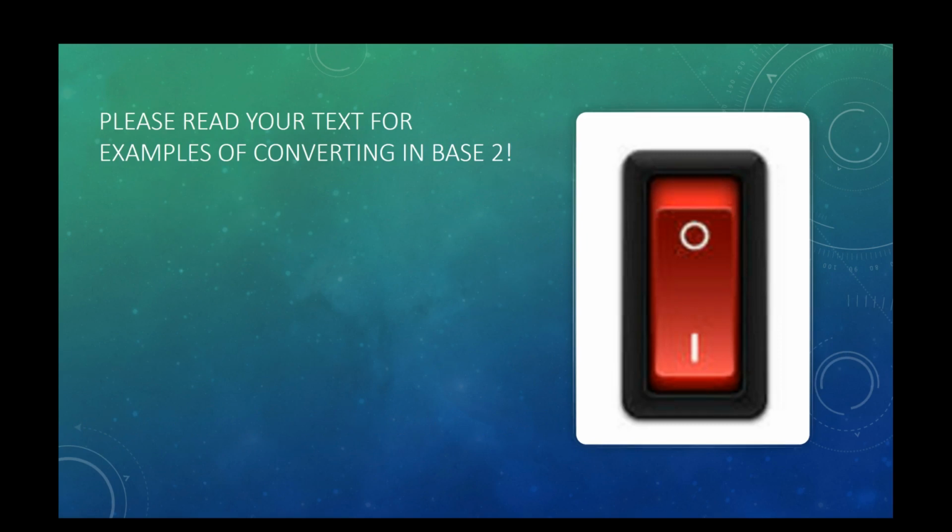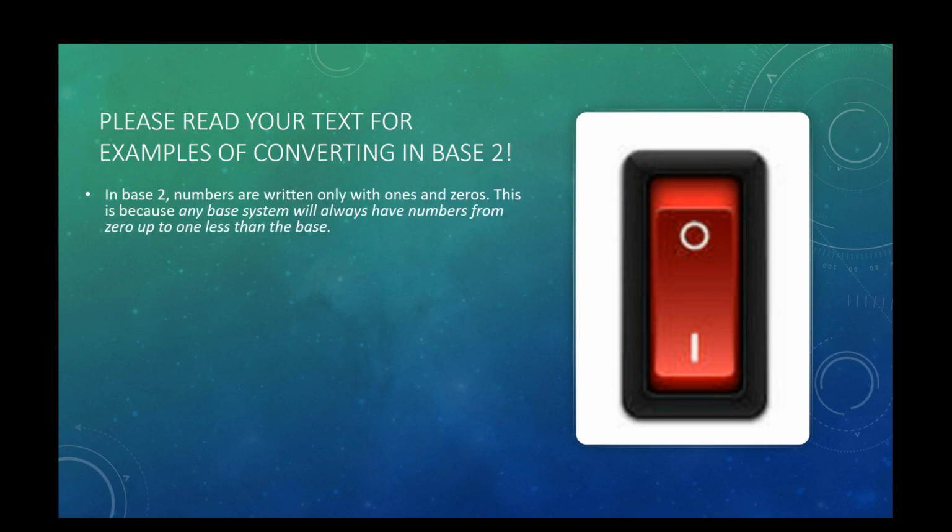So please read the text for the next type of converting, which is base 2. I mean, obviously I want you to be able to convert to any number, but base 2 is sort of special because in base 2 you can only have a 1 and a 0. That's why your computer on-off switch, if you look at this picture, is 1 and a 0, on or off, right? Only two options, one or the other.